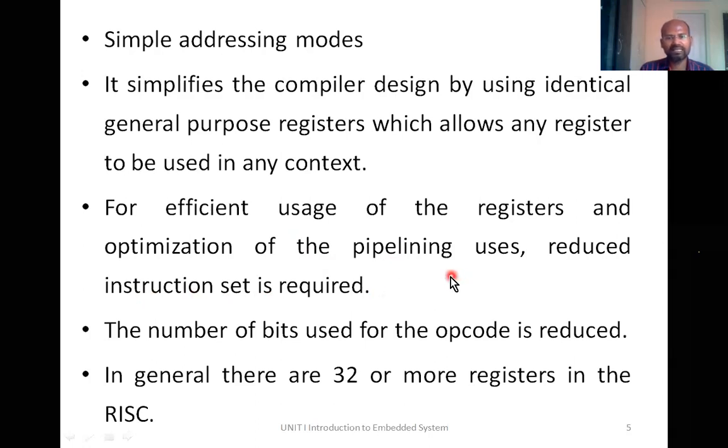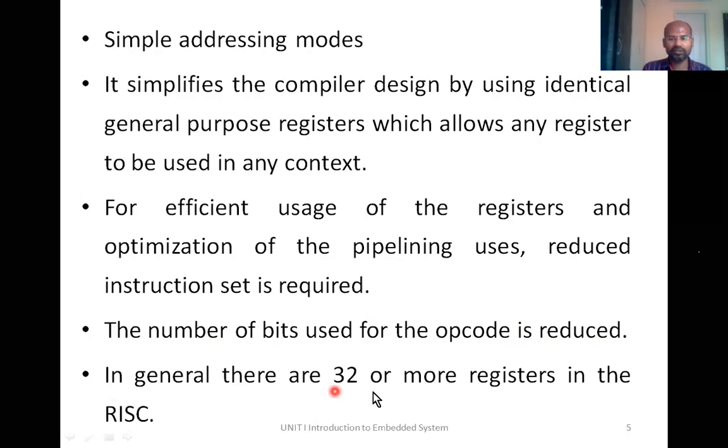If the instruction set is very large, meaning it contains more instructions, and complex and variable length instructions, it is very difficult to implement pipelining and handle the problems that arise in pipelining. The number of bits used for the opcode is reduced. In the reduced instruction set, the number of instructions themselves is very few, so the opcode uses very few bits.